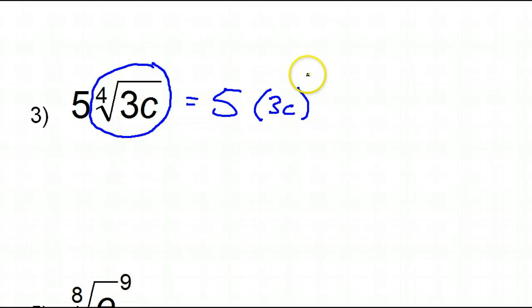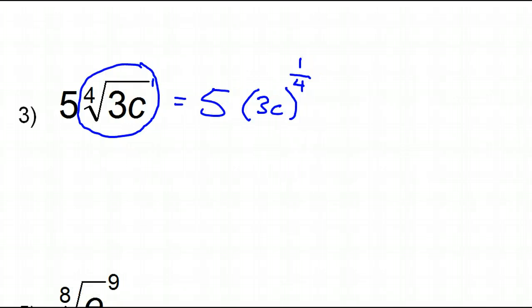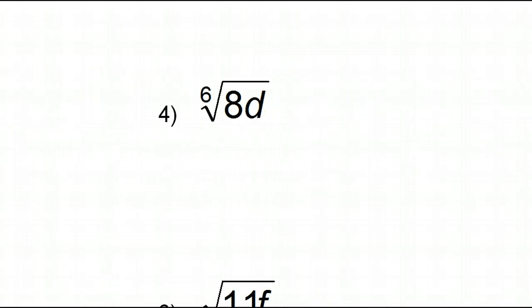4 is the root. So we do power over root, so that 4 goes in the bottom. Now the power, I don't see any power, so this is like all raised to the 1 power. Or you could just remember that 4th root is the same thing as the 1/4 power. And that's it. Don't multiply the 5 times 3 and make 15, order of operations. Okay, number 4.